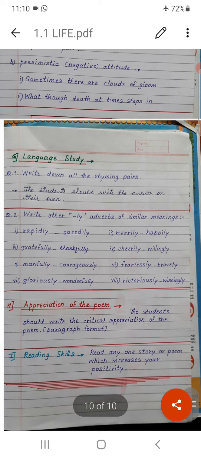Next section is appreciation of the poem. Now you all are quite capable to write the appreciation of the poem, and hence you are expected to write the appreciation on your own, taking help of all about the poem and the paraphrase. You can write very nicely this appreciation, but it must be in paragraph format. Nobody should write in point format. Do remember, this is highly important.